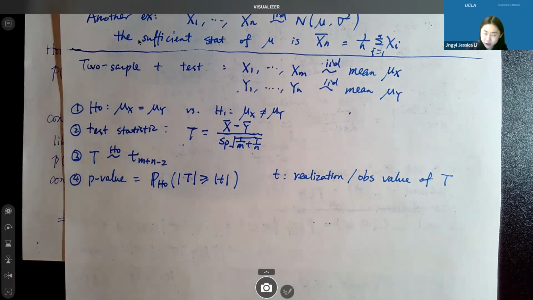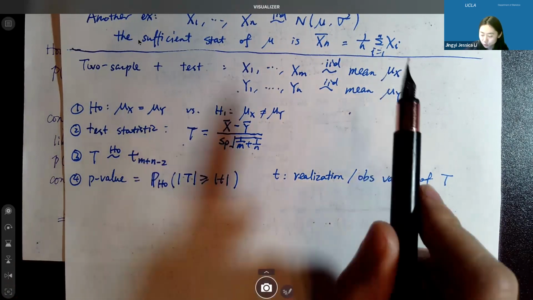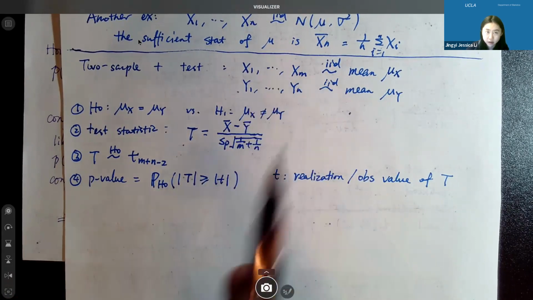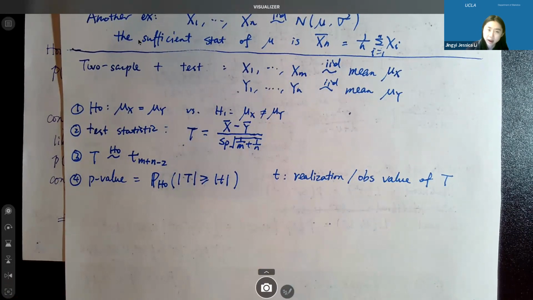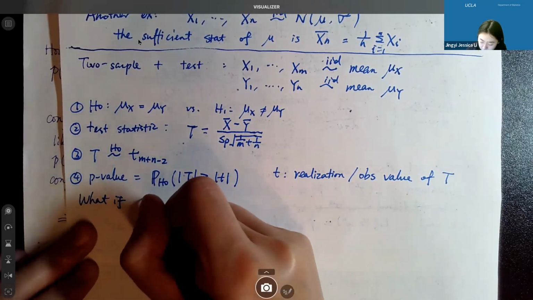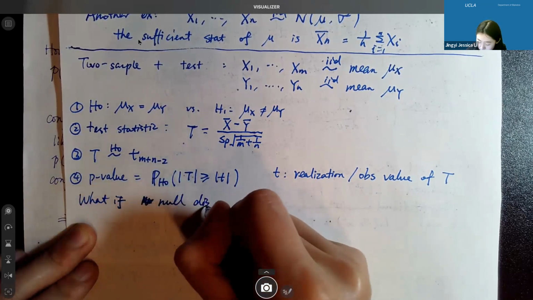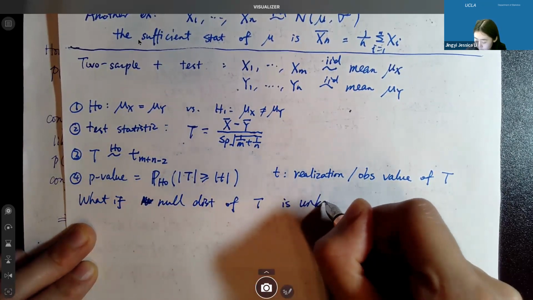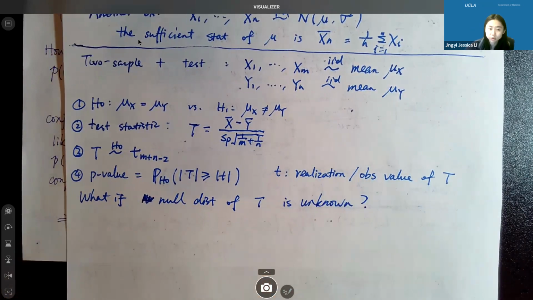But can we actually solve this problem? And this is one example, and there could be other violations. For example, the normal distribution is violated, and our sample sizes m and n are very small, so the central limit theorem would not help. So these can all be possibilities. So what if this null distribution of T is unknown? You think this is not right, but you don't know how to derive it.